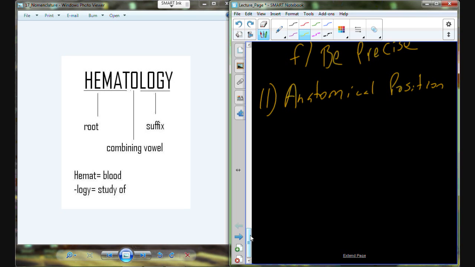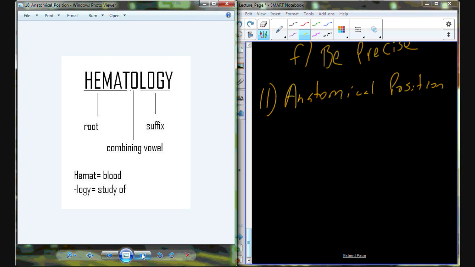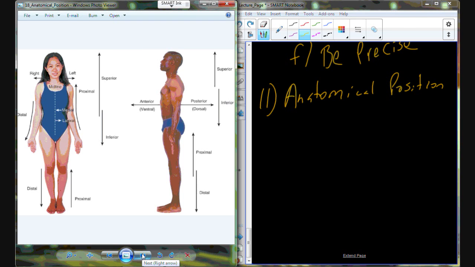All right. As we move forward here, I want to begin to introduce you to the tools that you will need to begin to talk in anatomical terms. And we need to start this discussion with the anatomical position. You're going to be able to see it right here in these two individuals. There is a very precise and defined way in which we stand in the anatomical position.